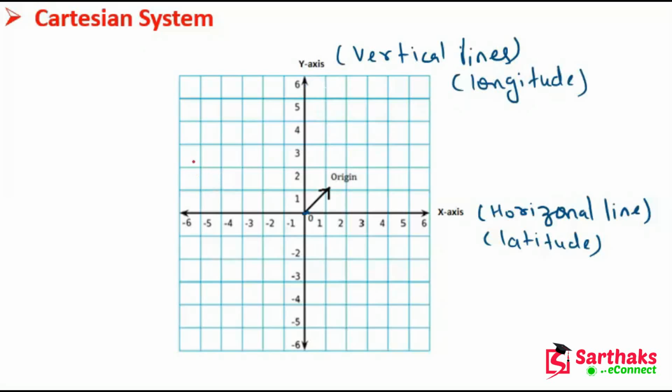So now my dear friends, this Cartesian coordinate system is used to locate the position of any point, and that point can be plotted as an ordered pair. Let's suppose we have a point P. That point can be plotted as an ordered pair like x comma y.